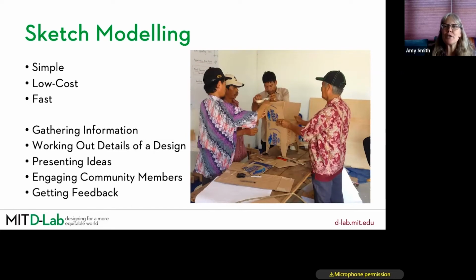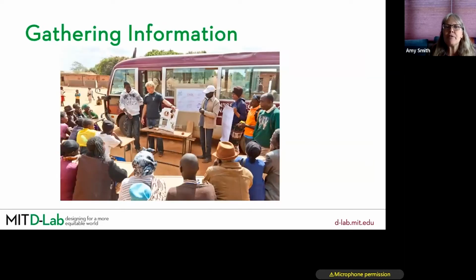Sure. And just so that we're all on the same page, what do we mean by sketch modeling? So sketch modeling is, first of all, very simple, low cost, and fast. That allows people to do something quickly in order to get feedback or input or information. And we can use sketch modeling in a variety of different ways. I'll just show you some examples. This is an example of a sketch model that was used to gather information from farmers, asking them to identify the places in the post-harvest process where they experience the most losses, so that they could then design an appropriate solution.